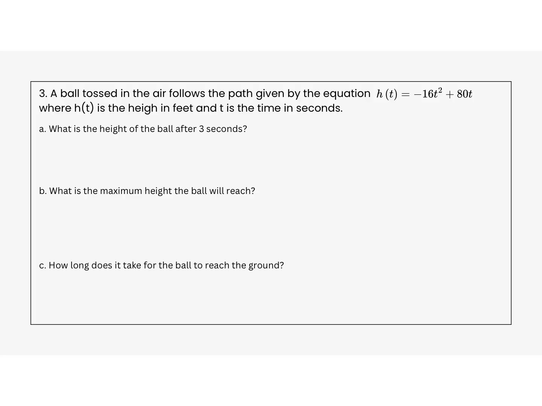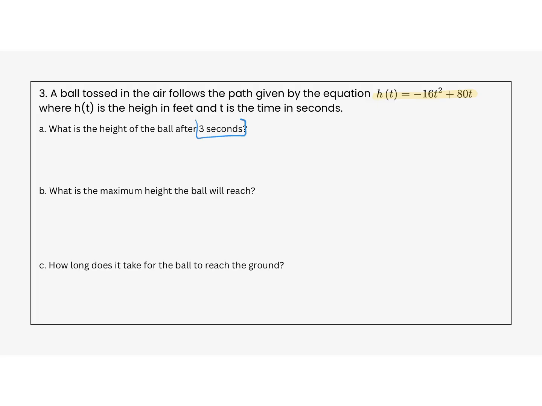All right, let's do one more together. Number 3, a ball is tossed in the air, following the path given by the equation h of t equals negative 16t squared plus 80t. So again, that's the equation that I need to use for this, where h of t is the height in feet and t is the time in seconds. What is the height of the ball after 3 seconds?